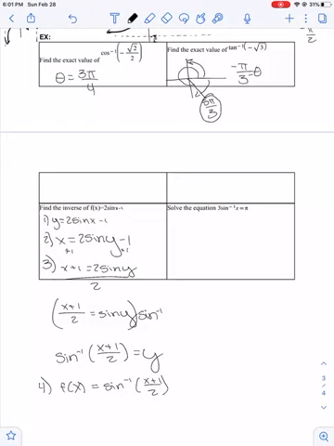Next, solve the equation 3 sine inverse x equals pi. So the first thing I'm going to do here is divide by 3. So I have sine inverse x equals pi over 3. Here, if I want to solve for x, I take sine of both sides, because then that gets rid of that sine inverse. So sine of pi over 3. So x equals root 3 over 2. Looking at our unit circle, that's the value we get.